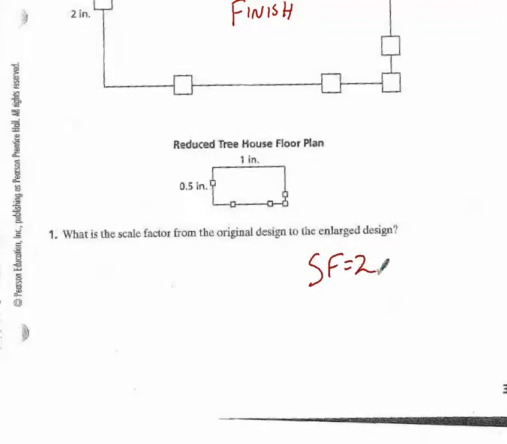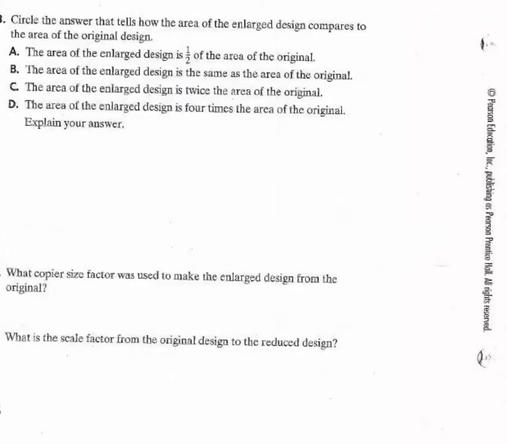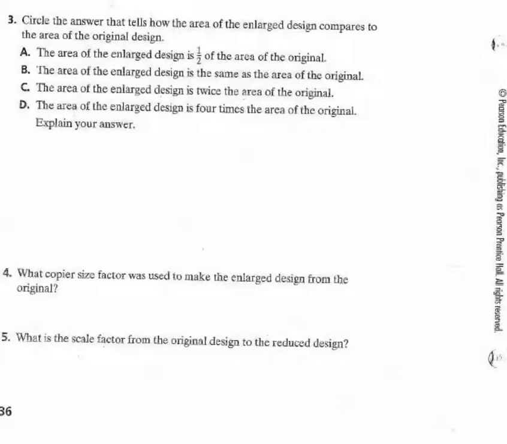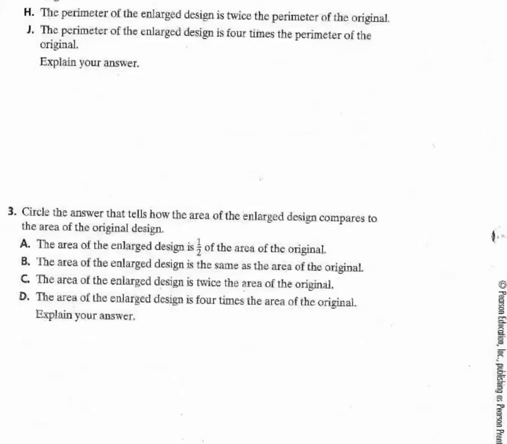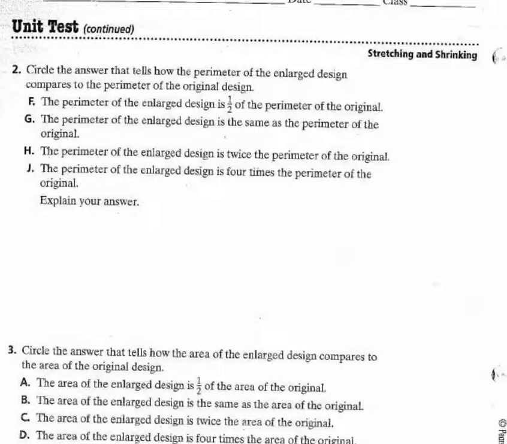Now I'm going to go out on a limb and I'm going to guess that they're going to ask us a bunch of other scale factor problems, right? So circle the answer that tells how the area of the enlarged... Maybe we should start with 2. Okay, circle the answer. This is a multiple guess question. Circle the answer that tells how the perimeter of the enlarged figure compares to the perimeter of the original.